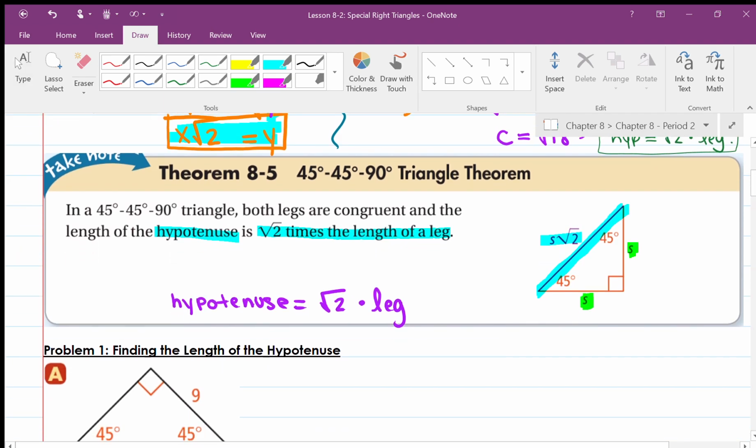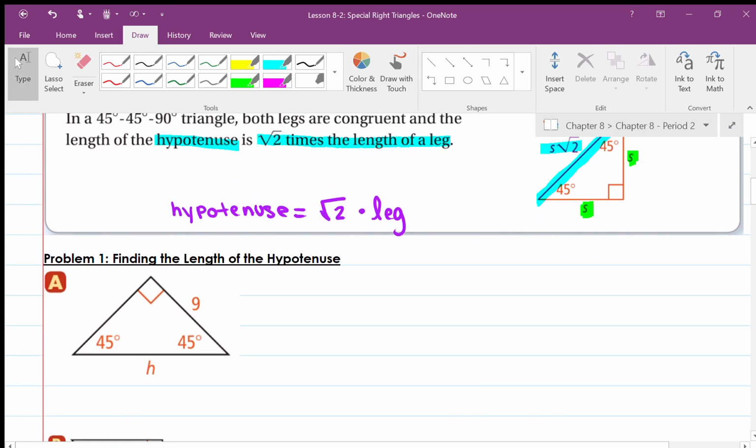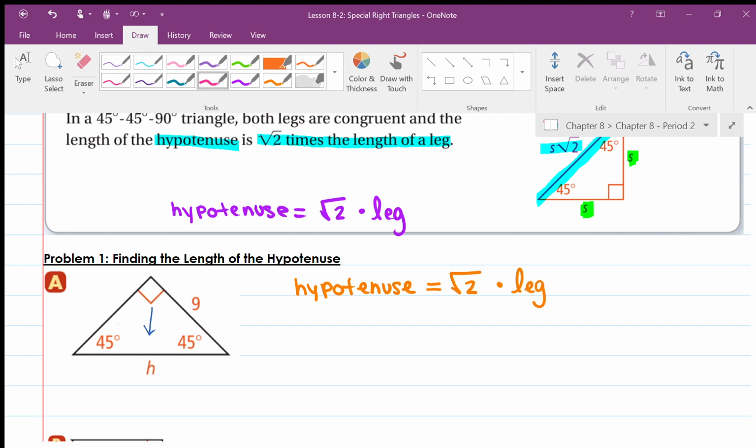So, say we take this into problem 1. Find the length of the hypotenuse. So, your hypotenuse, as per usual, is always opposite your 90-degree angle. This is an isosceles right triangle or 45, 45, 90 triangle, right? So we're looking for the hypotenuse. And according to the theorem above, we know that our hypotenuse is always going to be equal to the square root of 2 times one of the legs. But we don't have the hypotenuse here, which they named as H, but we do have one of the legs.